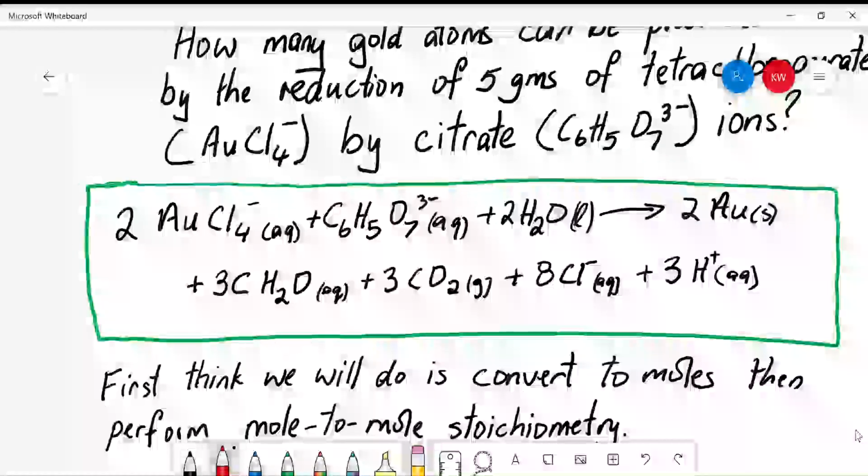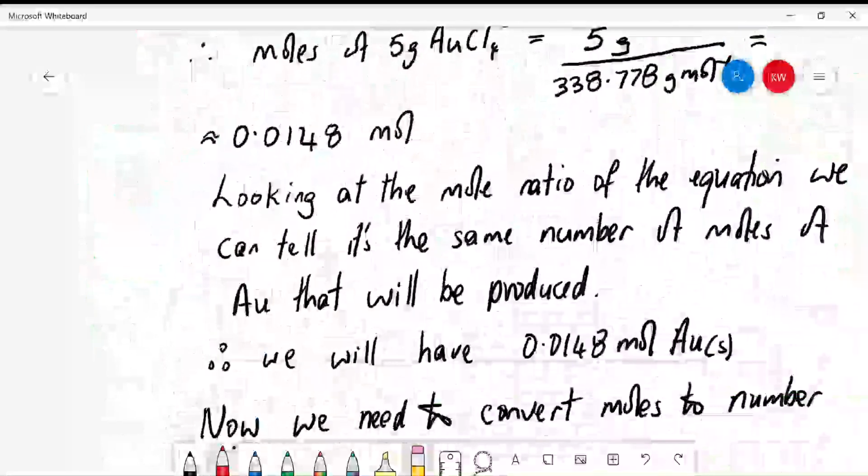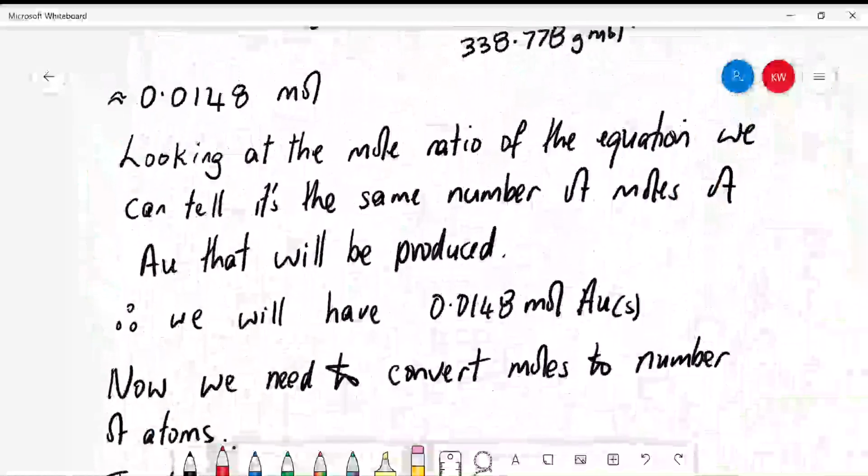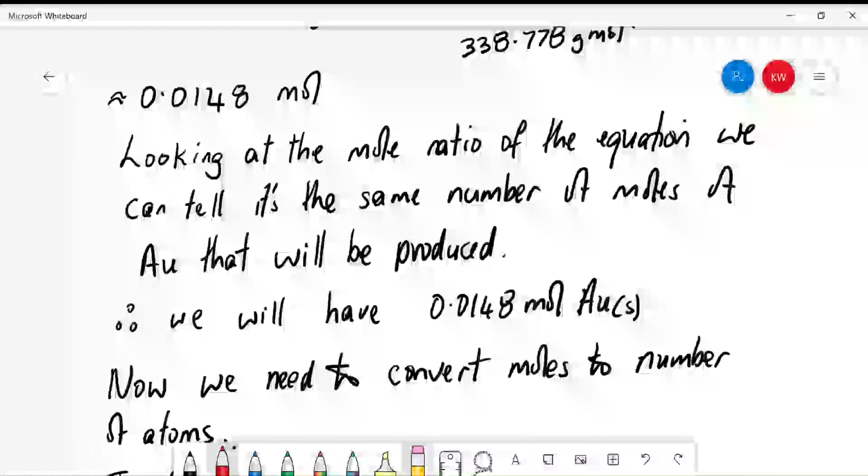We have 2 moles of the tetrachloride, and we end up with 2 moles of gold. So this is 2 to 2, which is the same as 1 to 1. So whatever moles we started out with here is going to be the same moles we end up with here. So therefore we will have 0.0148 moles of gold. Now we need to convert moles to number of atoms.